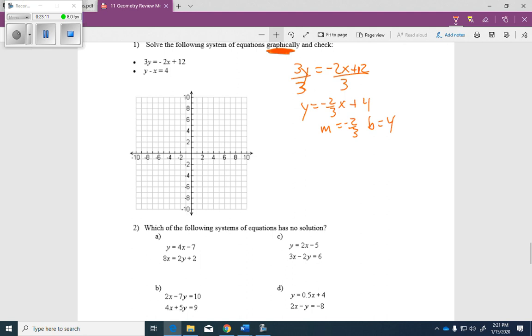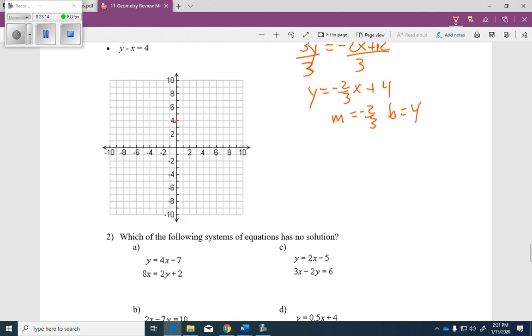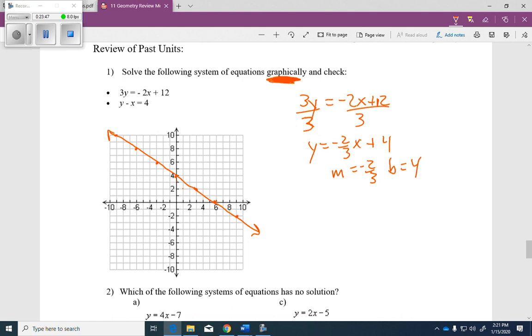Let me just make this a little bit larger. So I'm going to start at 4. I'm going to go down 2, to the right 3. I'm going to go in the other direction. I'm going to do the best straight line I can without a ruler. It's hard on a computer. Not bad if I do say so myself. We have to label that line. I like labeling it the original.